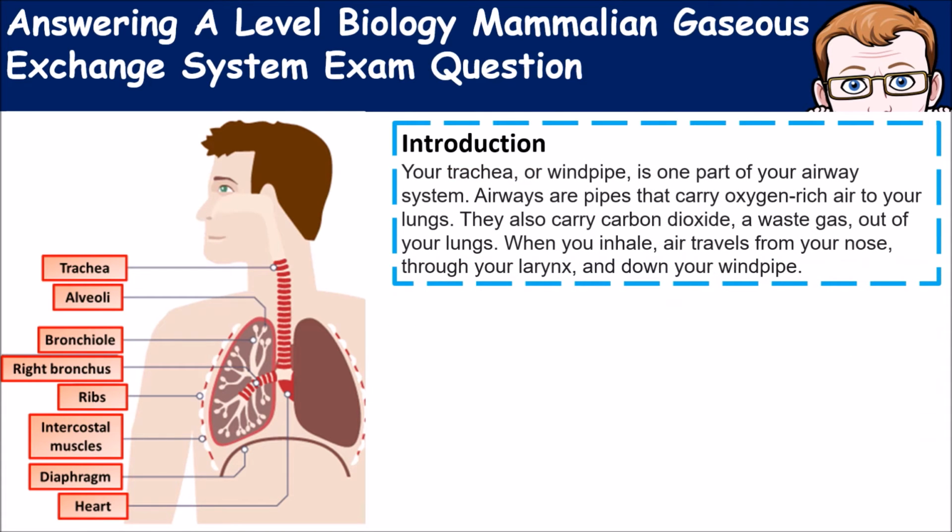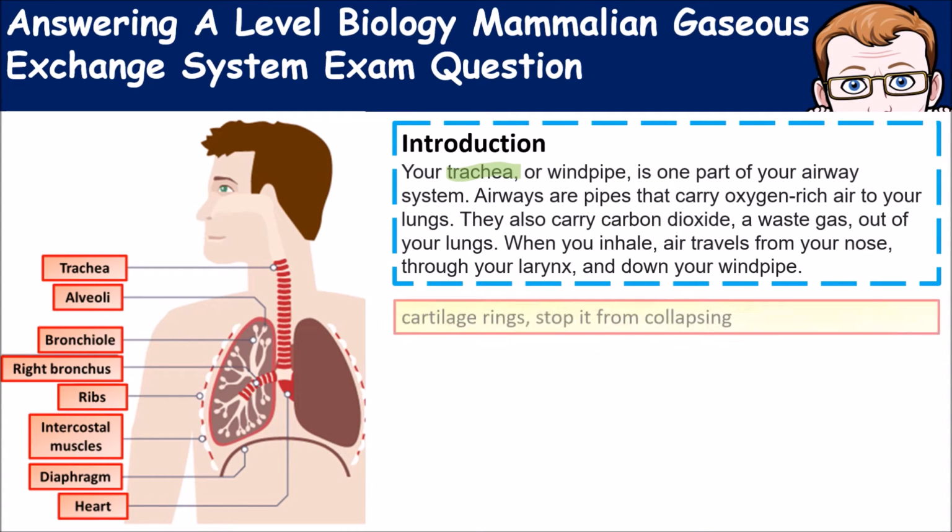Next part that we need to consider is the trachea, or the windpipe, but please call it the trachea, that leads down into the lungs. It leads from the nasal cavity. Some key things to think about: it has cartilage rings, which are C-shapes like that, and they hold the trachea open.